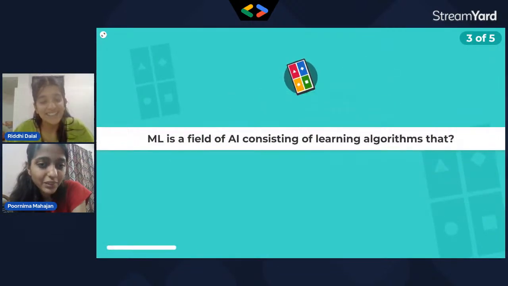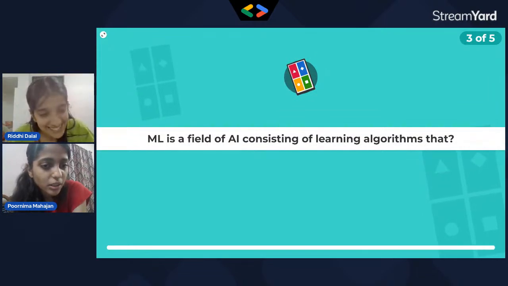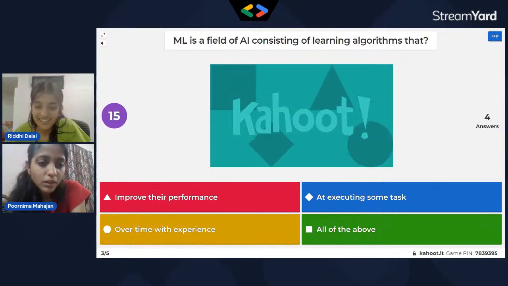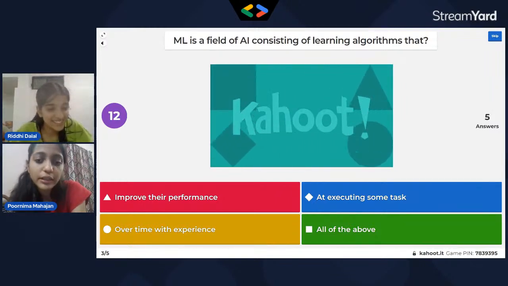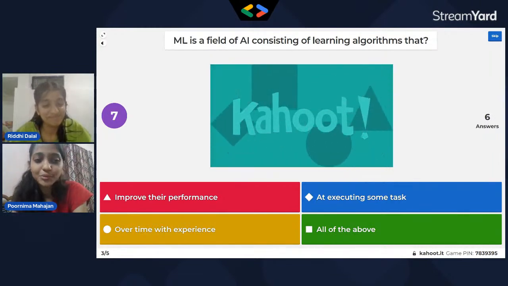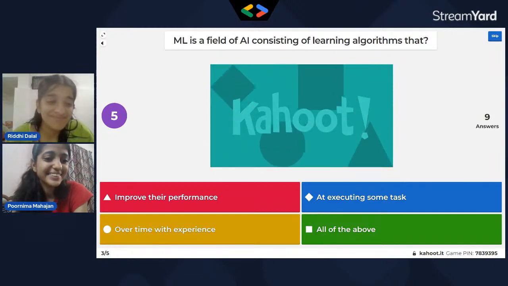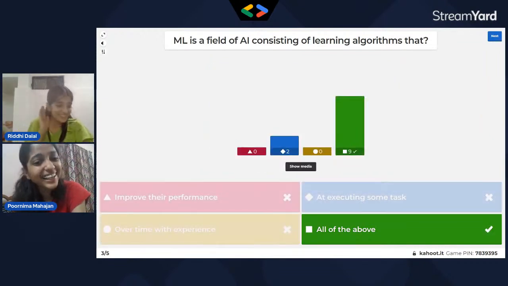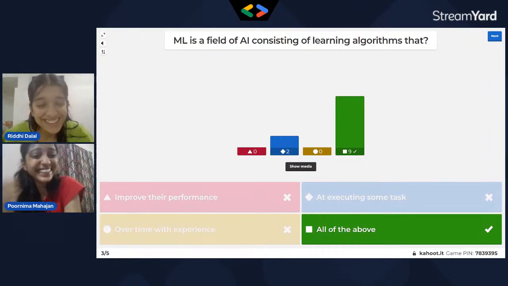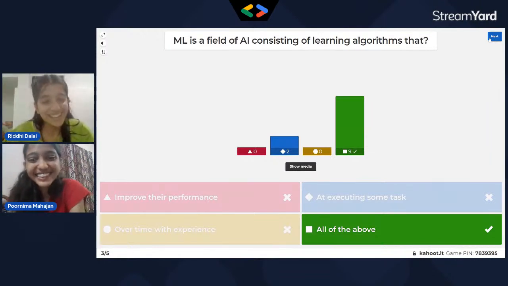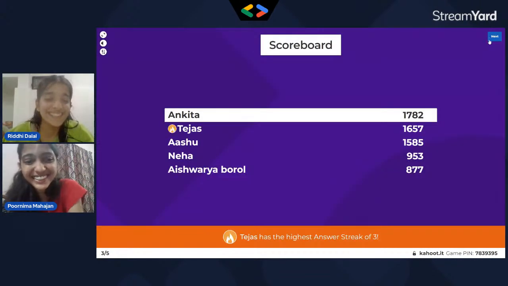Third question for this Kahoot. ML is a field of AI consisting of learning algorithms that improve their performance at executing some task over time with experience, and all of the above. Here is also a tricky one, okay? Most of the time, everybody marks all of the above. Oh, I didn't tell the answer. You tell it, okay? Let's move ahead.